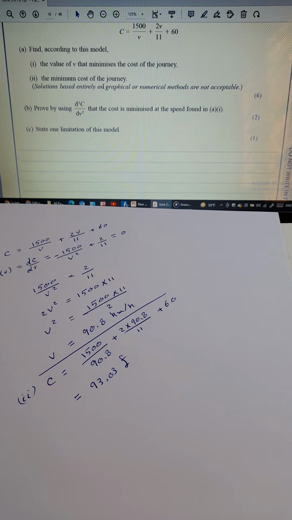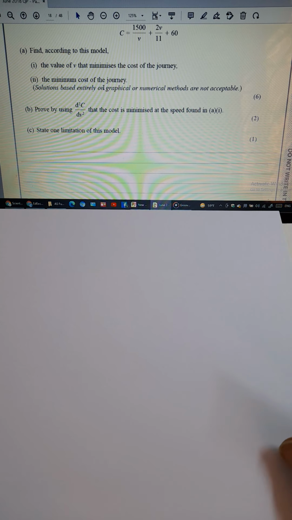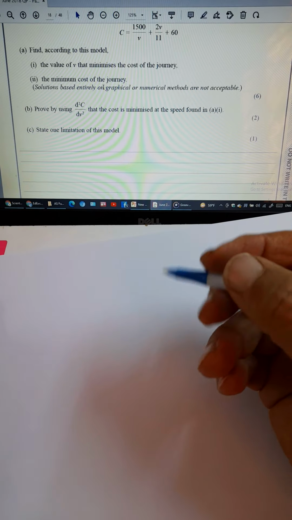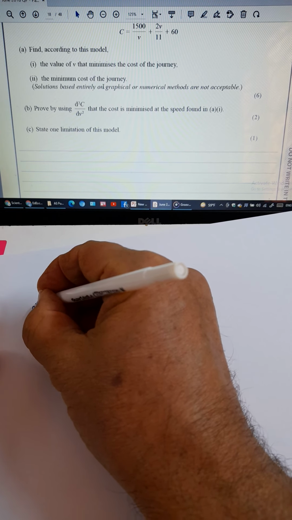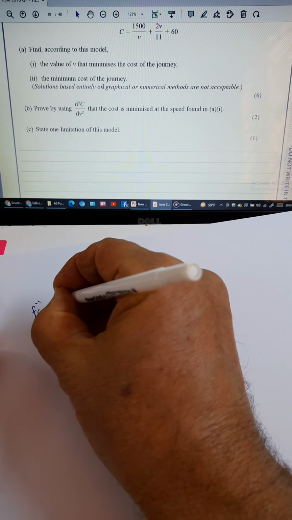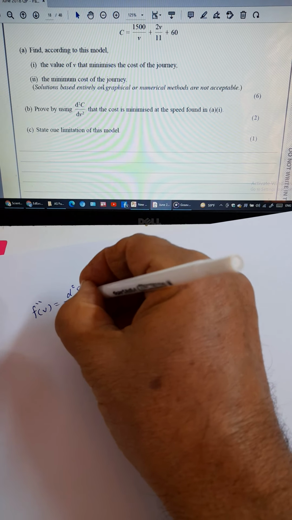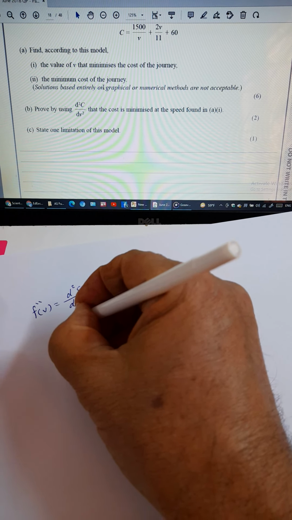Now B, prove by using d2C over dV squared that the cost is minimized at the speed found in A i. In this case, we want to use the second derivative of the formula for C. So the second derivative, f double prime of V, equals d2C over dV squared.